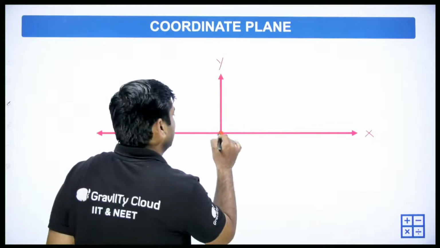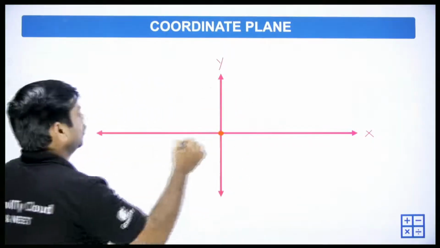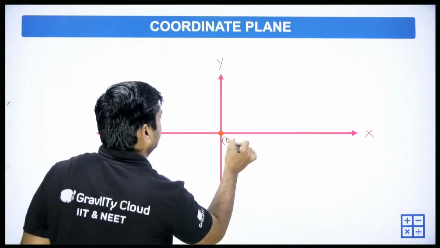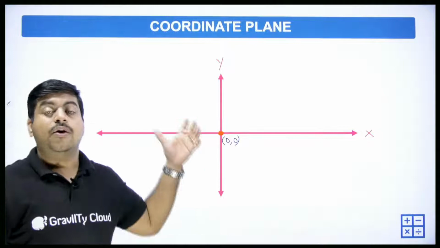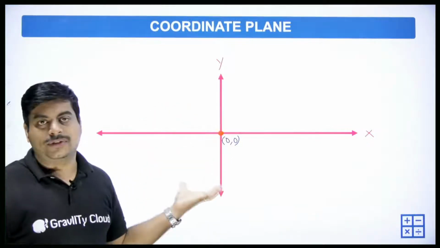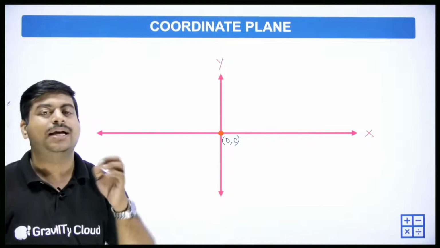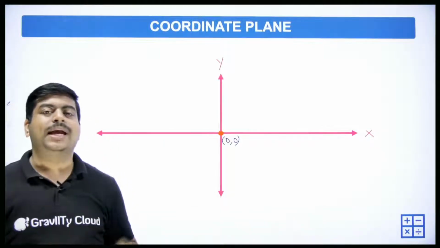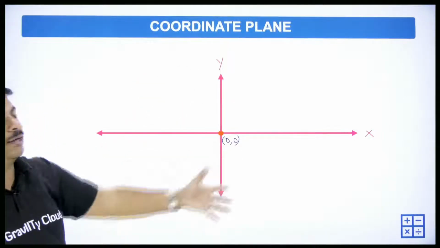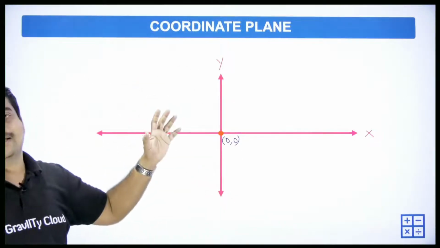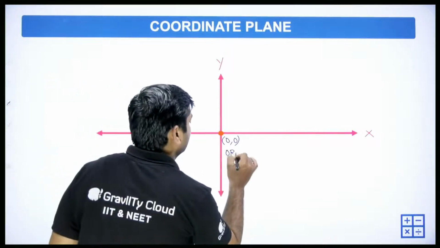Okay, so a coordinate plane means it has all the points with one reference point, which is exactly the point of intersection of x and y, which we denote with 0, 0. What is the meaning of 0, 0? From the x-axis it is at a distance of 0 units, as well as from the y-axis it is at a distance of 0 units. Simply, that is a basic reference point to plot all other points on this plane. This point is called the origin.